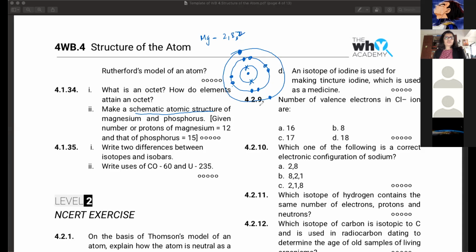Okay. And whenever you do this, right, don't mix up the crosses and dots. If you're using dots for electrons, तो पूरा dots ही use करना पड़ेगा. If you're using crosses, then पूरा crosses ही use करना पड़ेगा. Don't mix it up. Okay.